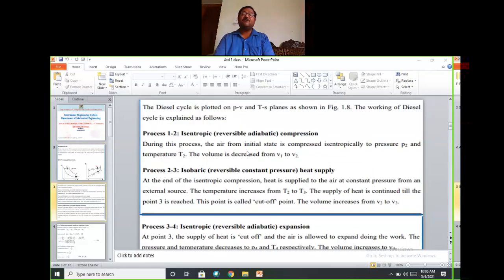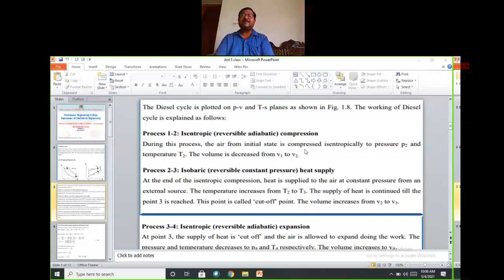I'll come to the working of the diesel cycle. I've already explained it on the diagram, but in words also, I'll explain once again. You be careful while observing this. The diesel cycle is plotted on the PV and TS diagram as shown in the above diagram. Isentropic or reversible compression, 1 to 2.